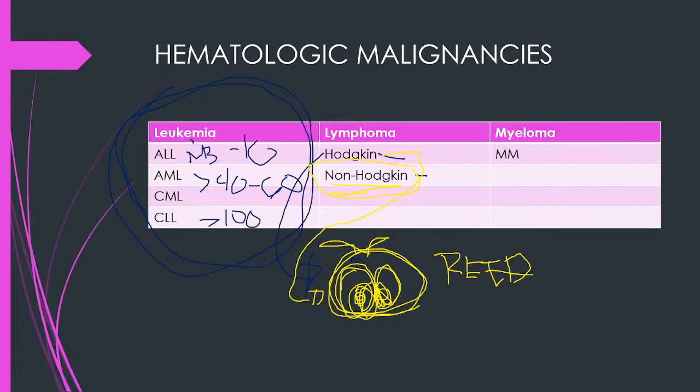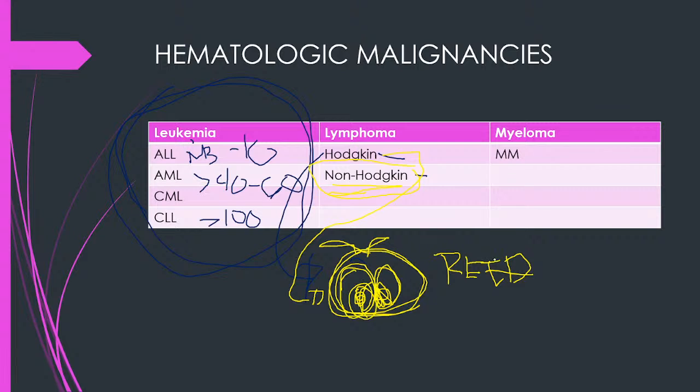Why? Because the Reed Sternberg cell looks like an owl. That's why I'm drawing it here right now. I don't know if it looks like an owl for you guys, but that's the appearance of it. Two cells with eccentric nuclei looking down at each other. Cross-eyed, so to speak.